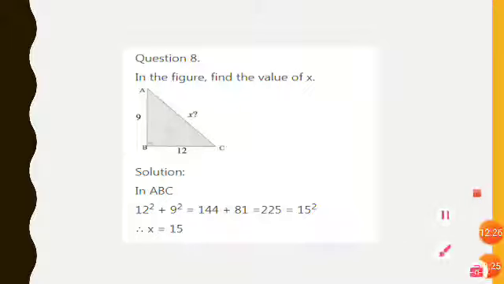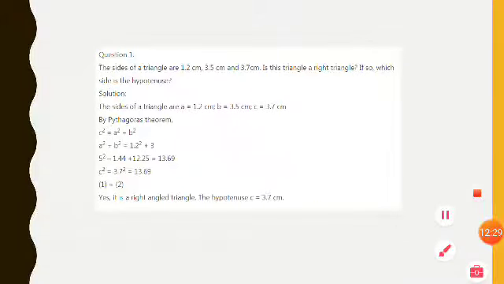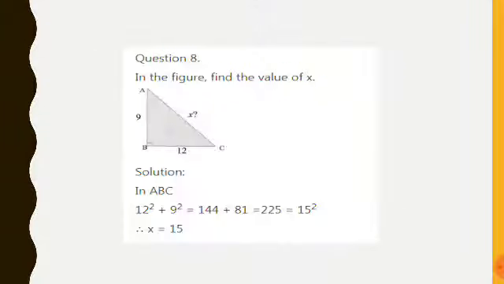In the figure, find the value of x. A to B is 9, B to C is 12, A to C is x. So triangle ABC, 12 square plus 9 square equal to 144 plus 81. So adding the values, we get 225 equal to 15 square. So x square equal to 15 square. So square cancel, we get the value x equal to 15. Do you understand?